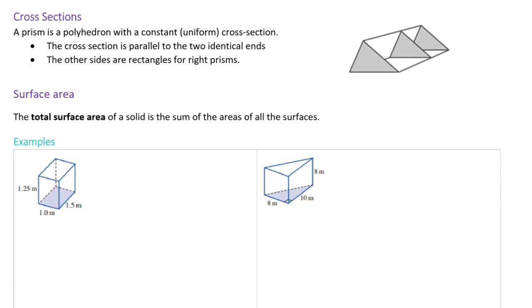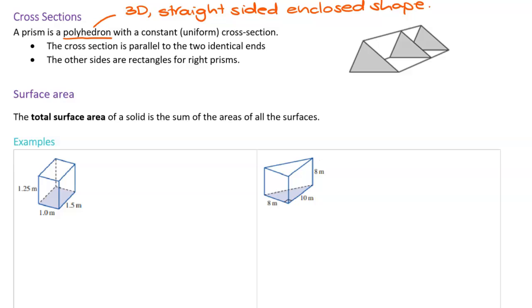It says a prism is a polyhedron. That's a pretty fancy word. That's basically a 3D straight-sided shape. And let's be even more specific: a 3D straight-sided enclosed shape. So we mentioned the fact that it was a polyhedron. Another really critical thing is that it has a constant or uniform cross-section.